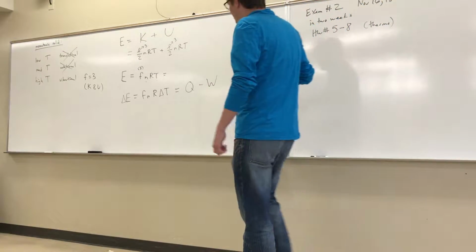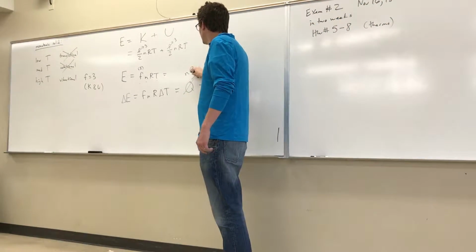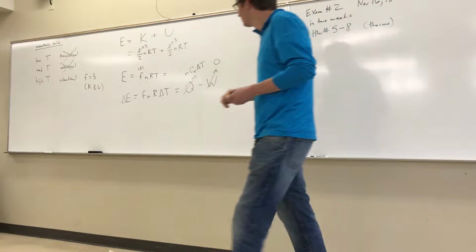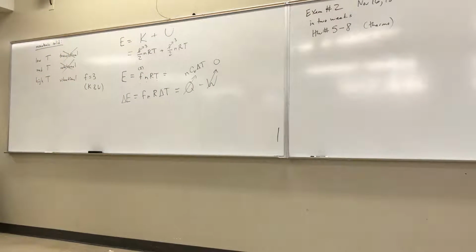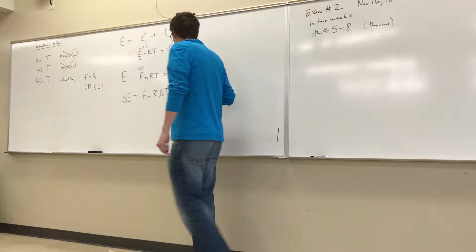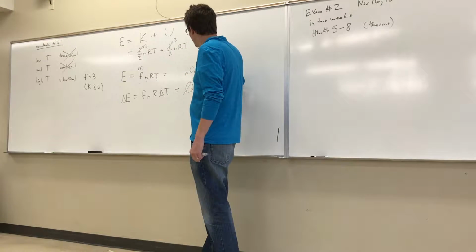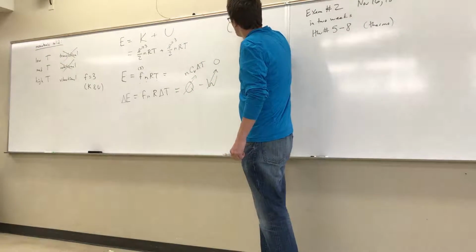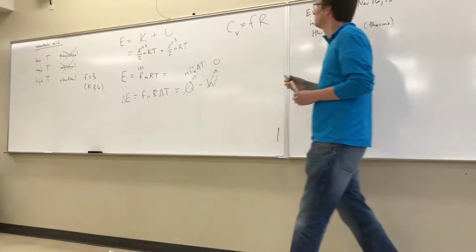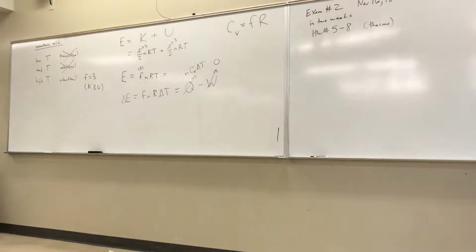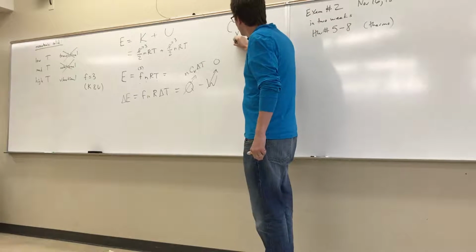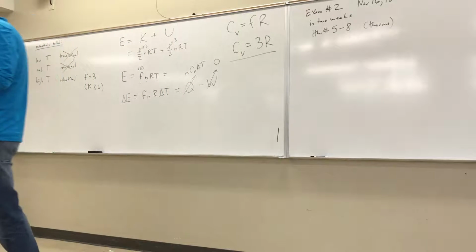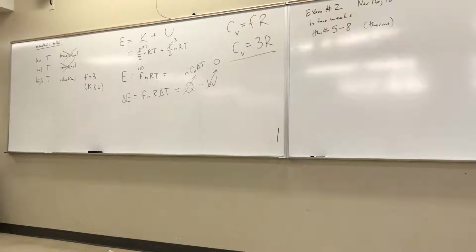So as always, it's probably easiest to say it's an isochoric process, because then there is no work. And then we go over here. Of course, n cancels and delta T cancels, and we have Cv is F times R. Okay? So now at this point, I can put in the degrees of freedom, and we arrive at Cv is 3R.